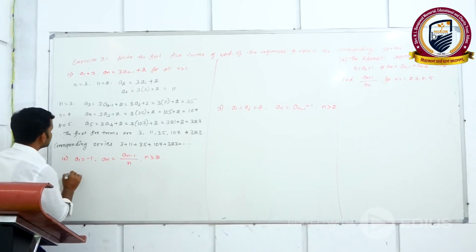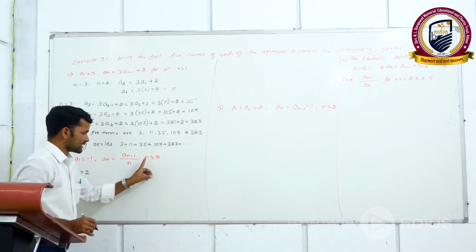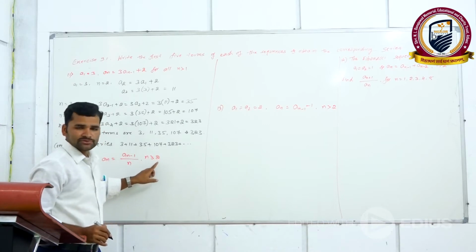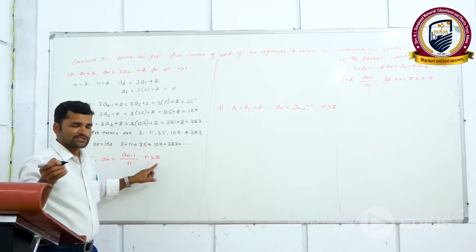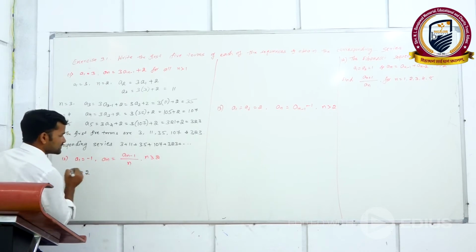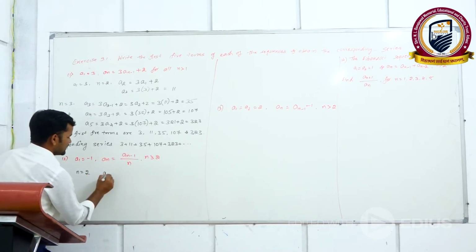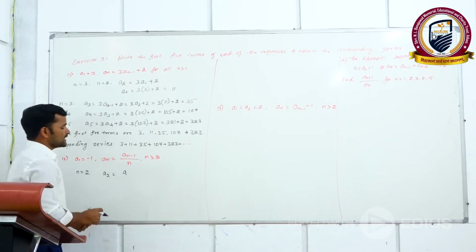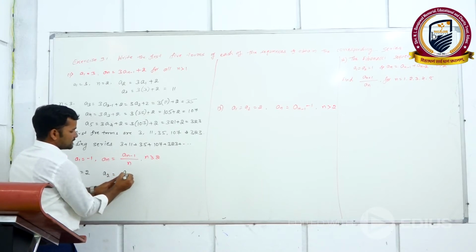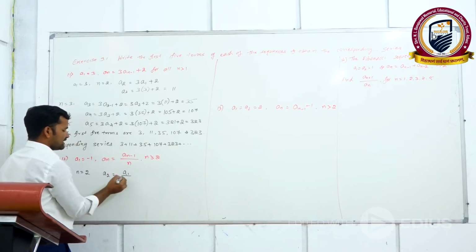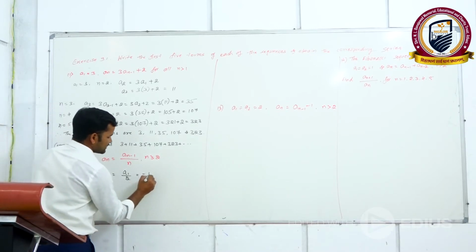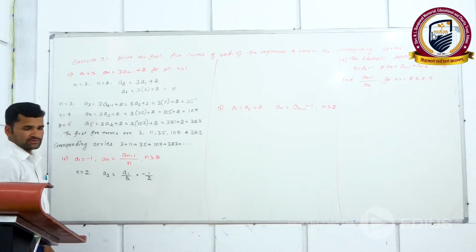To get a2 what you do? You substitute n is equal to 2 in the general term. This is also applicable for n greater than or equal to 2. You can substitute 2, 3, 4, 5 like that and so on. Substituting n is equal to 2, a2 is equal to a subscript n minus 1 divided by n, in the sense a2 minus 1, that is a1, by n value is 2. What is a1 value? That is -1. Answer is -1 by 2.